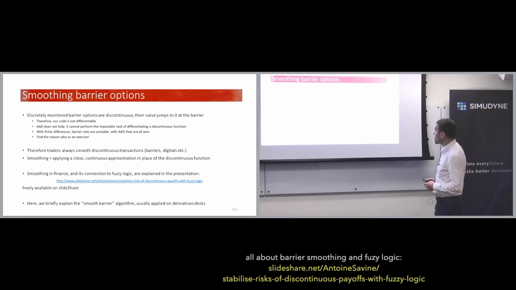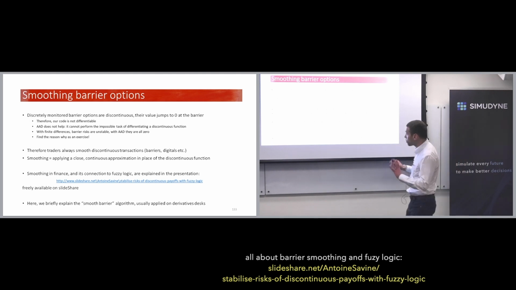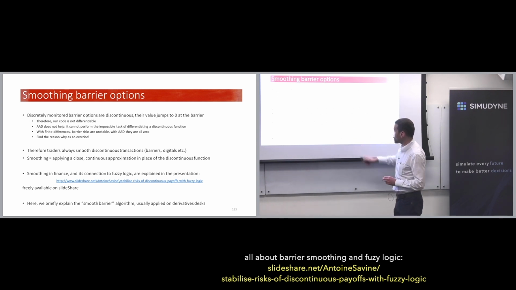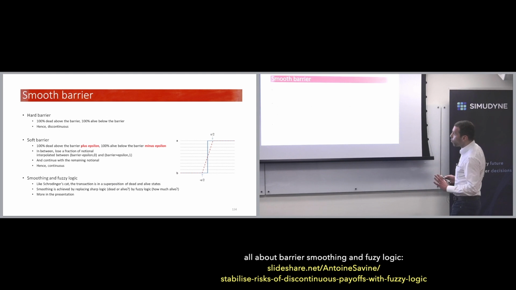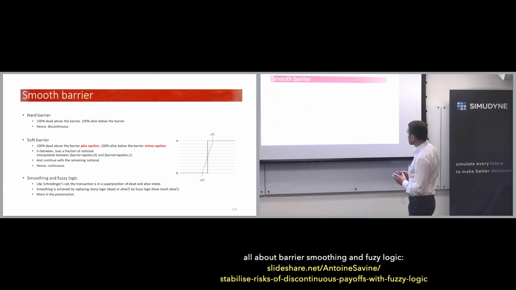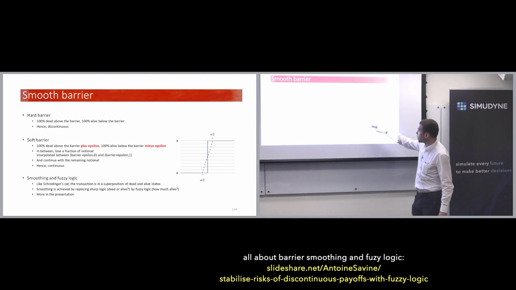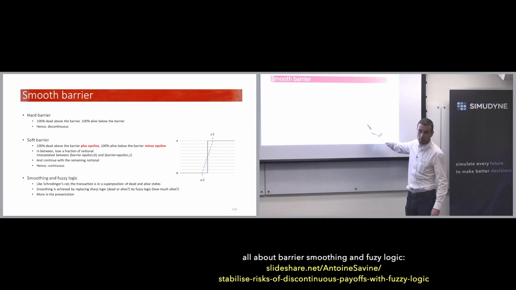Well, again, if you want to fully understand smoothing, I recommend this presentation. But for the case of a barrier, we implement the well-known smooth barrier approximation. In a standard barrier, the barrier is hard logic: you are either dead or alive, right? If you fix above the barrier, you're 100% dead. If you fix below the barrier, you're 100% alive. And that creates a discontinuity.